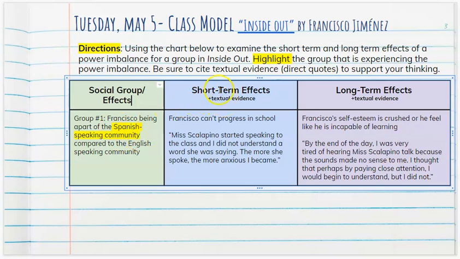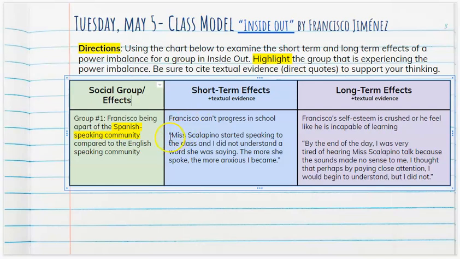So now we're going to write about the short-term effects that this has on Francisco. Because Francisco can't really understand what his teacher is saying, it's going to prevent him from being as successful as he can be in school. You know, it's going to prevent him from progressing to be the best version of himself because he literally cannot understand what the teacher is saying.